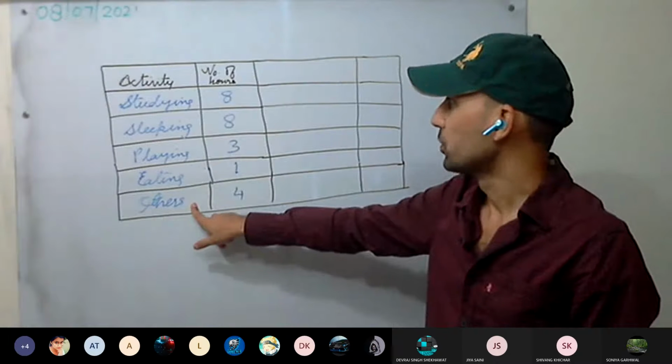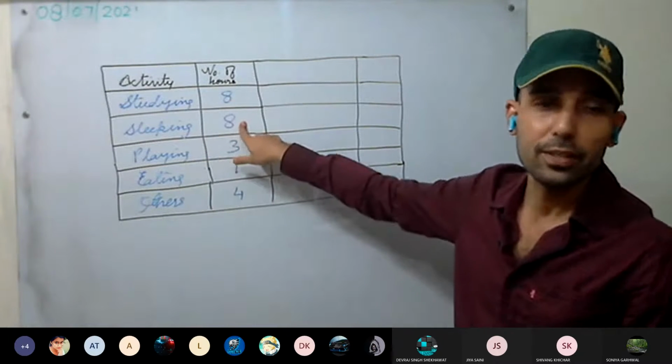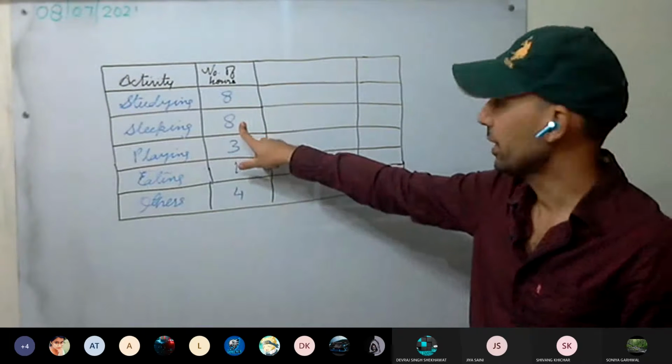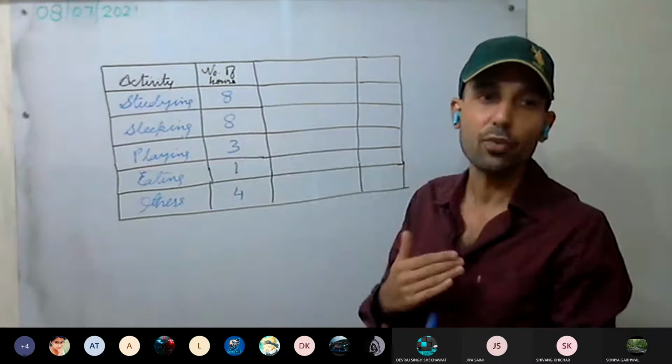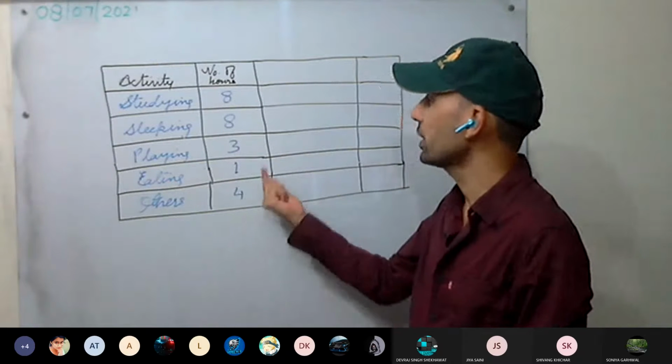Minimum 8 hours everyone must sleep. Children must sleep 8, 9, or 10 hours. And infants sleep 14, 20 hours, mashallah. So these are the number of hours.